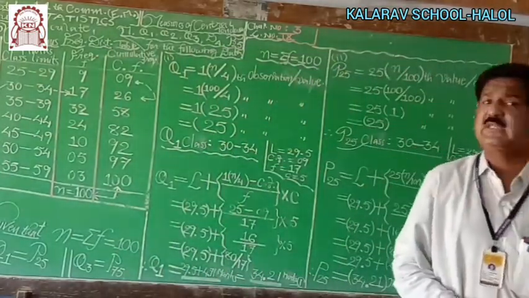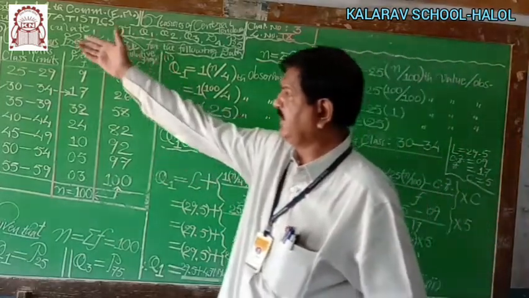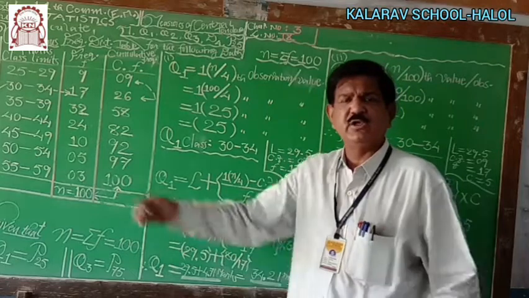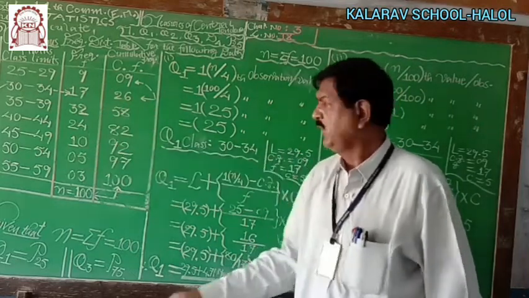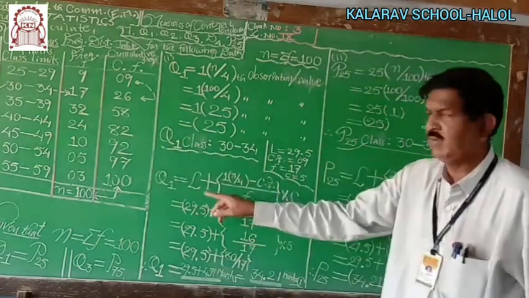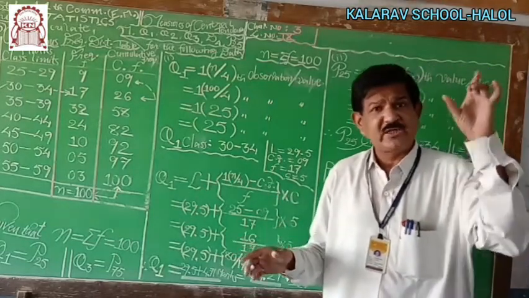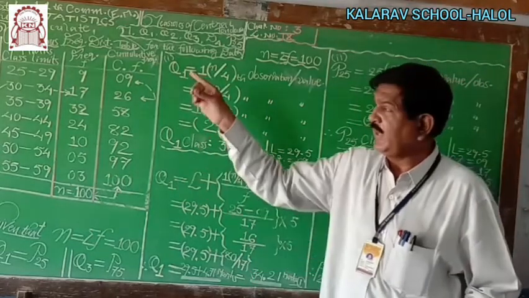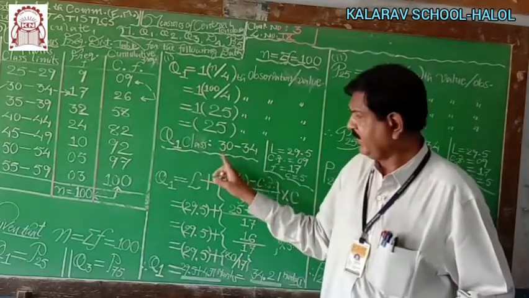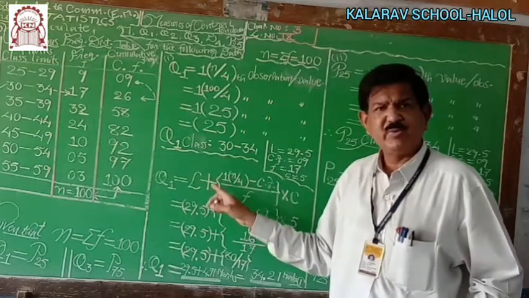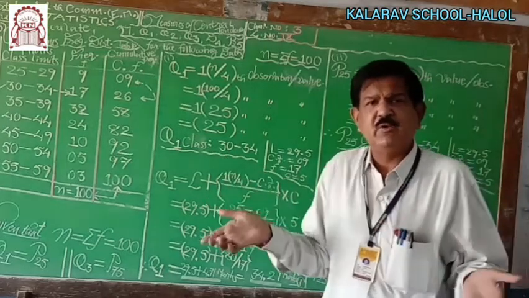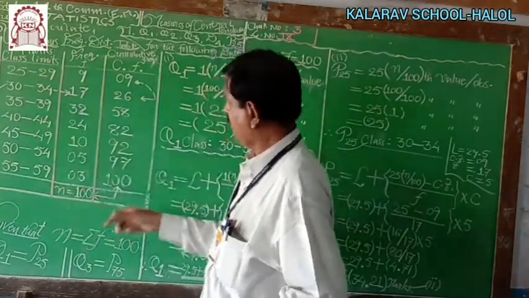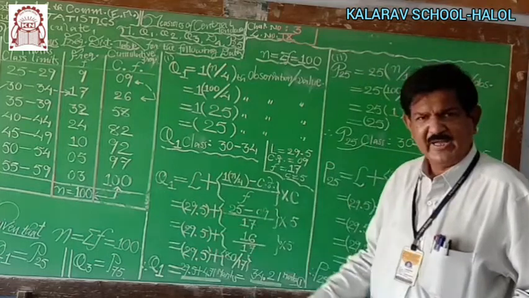If exclusive type classes are given instead of these inclusive classes, such as 25 to 30, 30 to 35, 35 to 40, 40 to 45 and so on, then there is no need to cut 0.5. Directly use it: in exclusive classes the lower limit and lower limit point are the same, but in inclusive classes we have to cut 0.5 from the value, and that gives 29.5. If exclusive classes are given, keep it as it is.